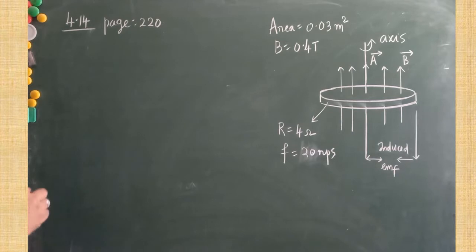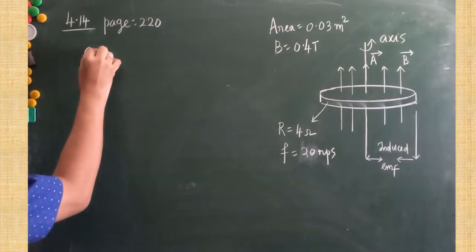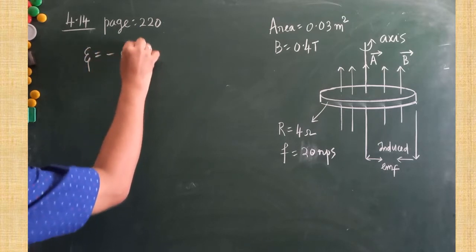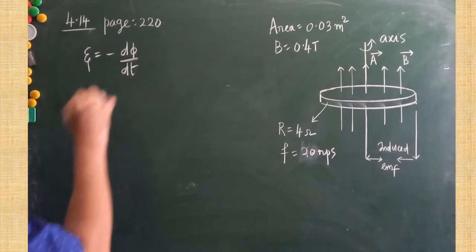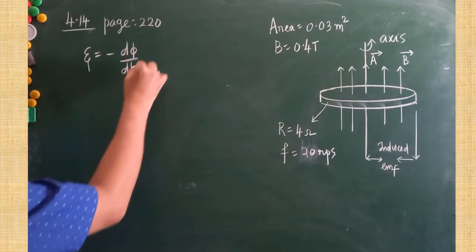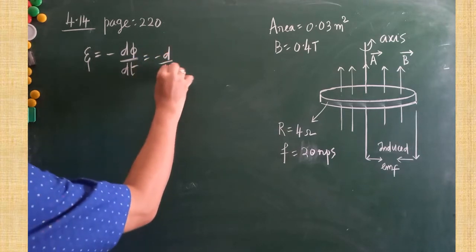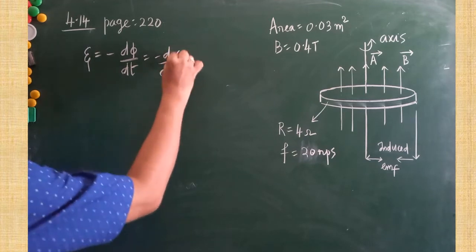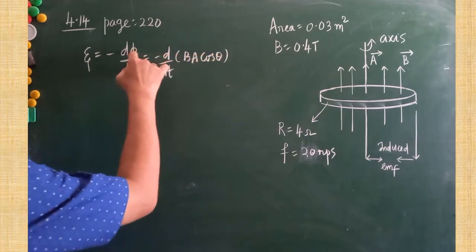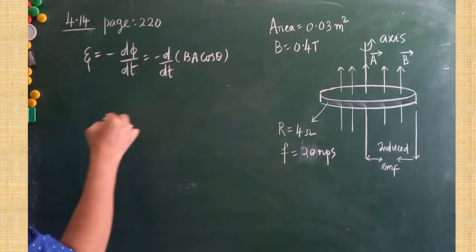First you should know the basic formula for EMF. How is EMF created? EMF is created by change in flux. So dφ by dt is the fundamental formula. When flux changes with respect to time, EMF is induced, and instead of φ we can write BA cos θ, because the formula of φ is BA cos θ.